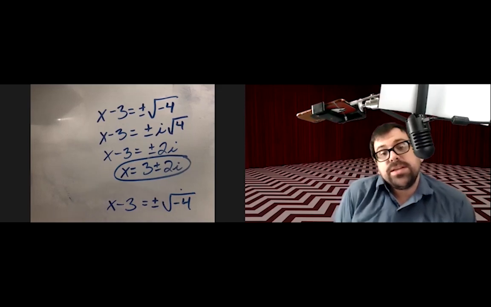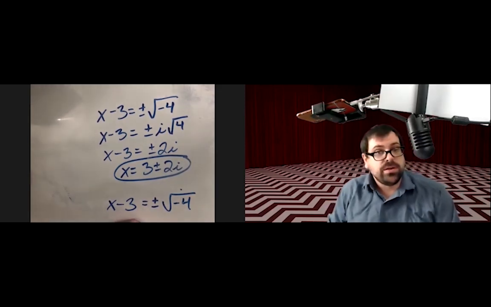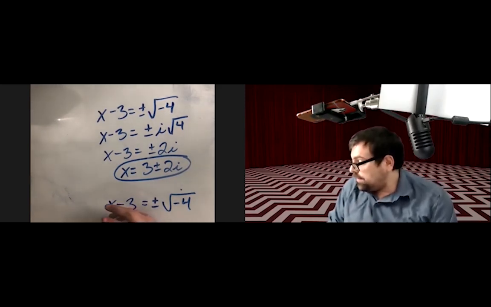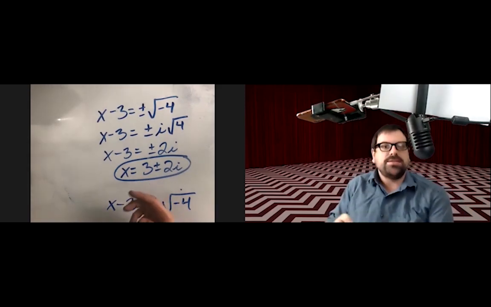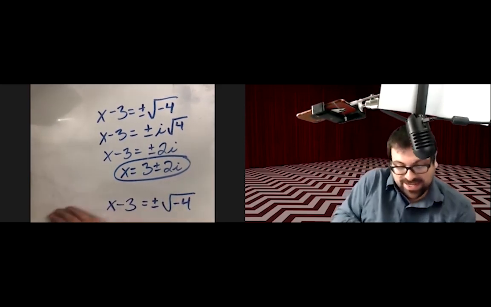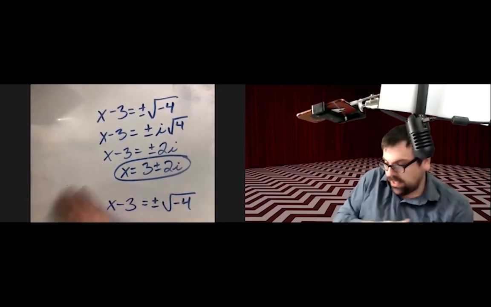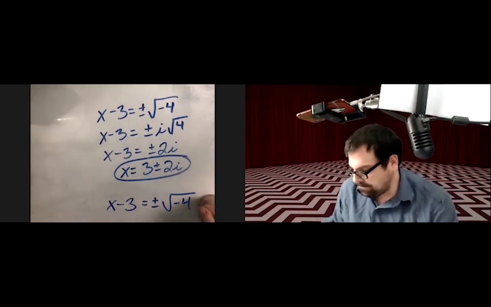If we were specifically told the answer should be real numbers only, there would be no solution. But if it doesn't say just real numbers, if we can use complex numbers, which, unless specifically stated, it has to be real, we can now take square roots of negative numbers using i.